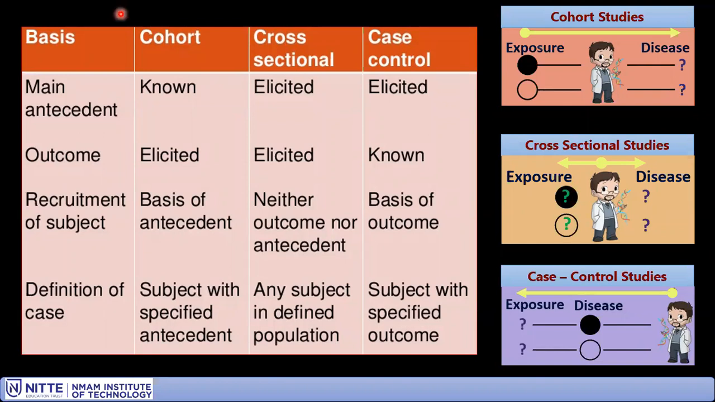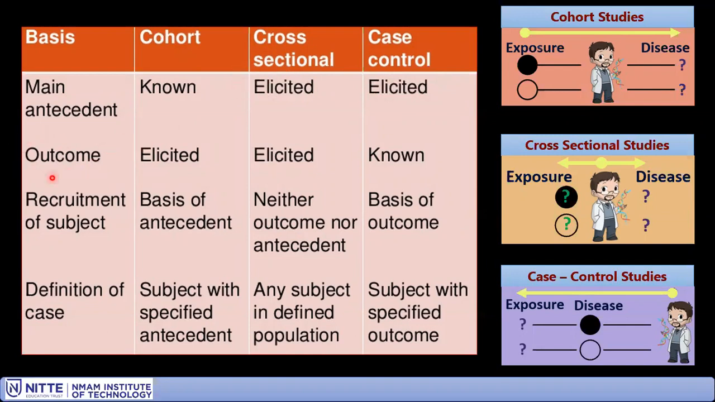Then let's compare the three different study designs based on certain things. The main one is the antecedent, the starting point: whether the starting point is known to us. In a cohort study, yes, we form the cohort based on whether they are exposed or unexposed. Whereas in a cross-sectional design or case control design, we do not know whether they are exposed or not.